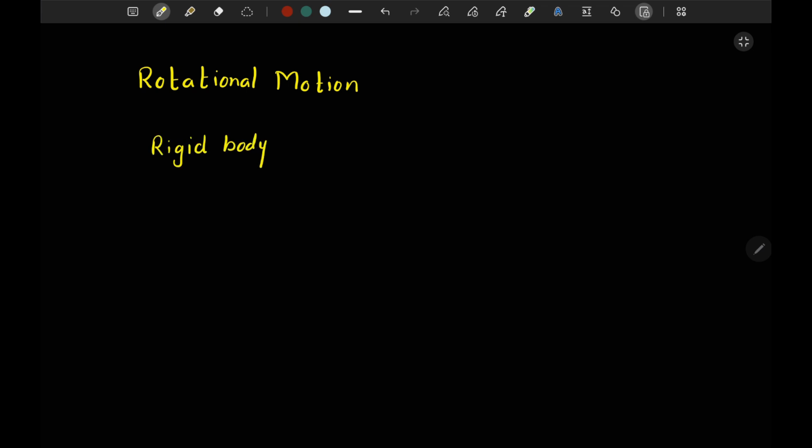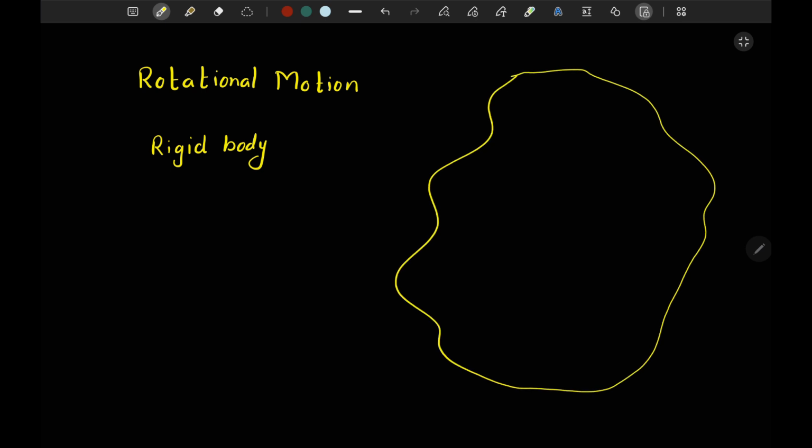Rigid body having many number of particles, and when this rigid body rotates about some axis Y dash, in that case each particle that constitutes the rigid body will also rotate about the same axis.